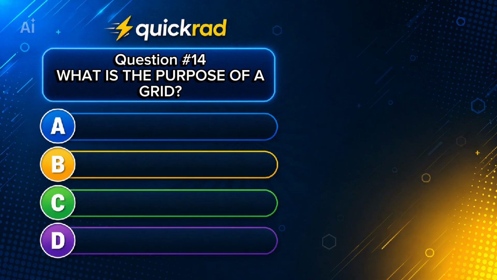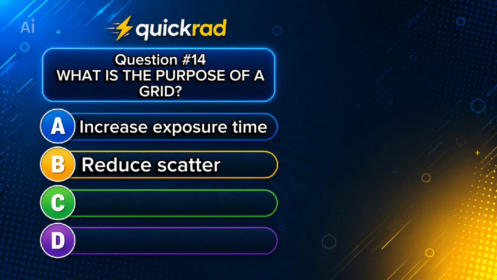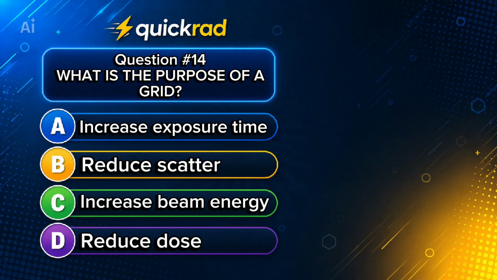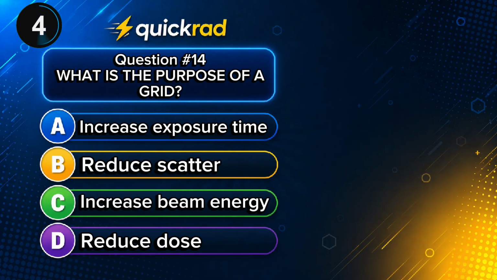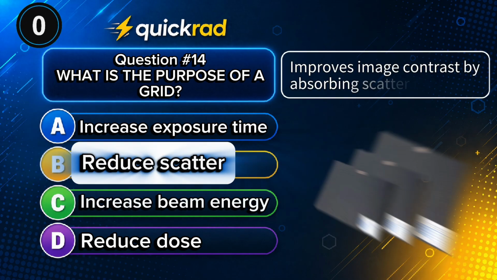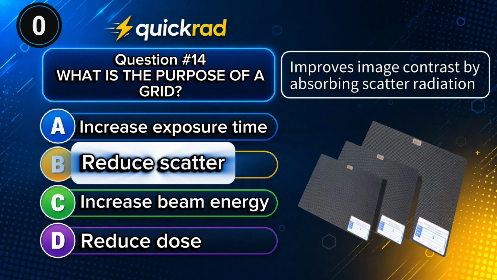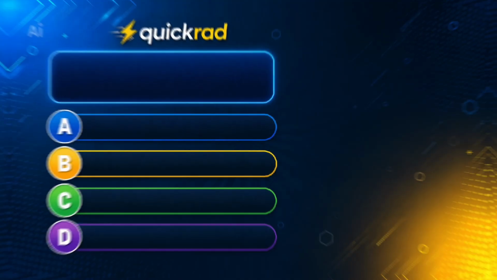Question 14. What is the purpose of a grid? Correct answer, B. Reduce scatter. It improves image contrast by absorbing scatter radiation.